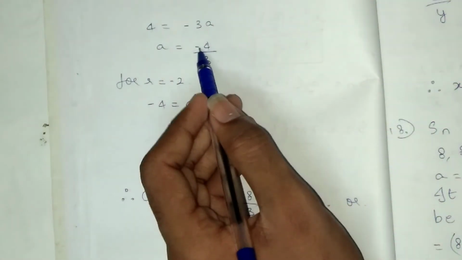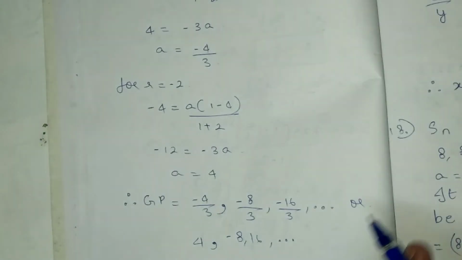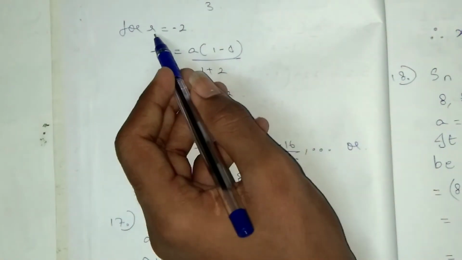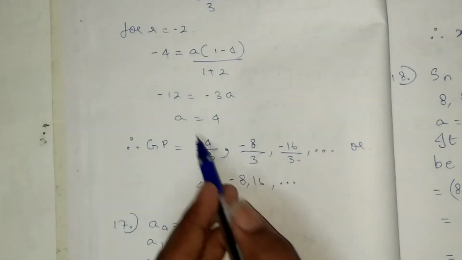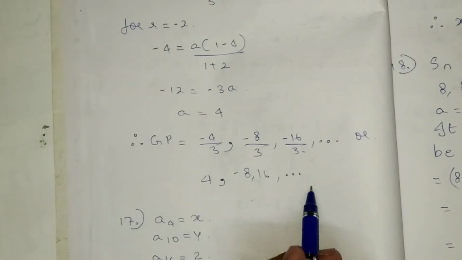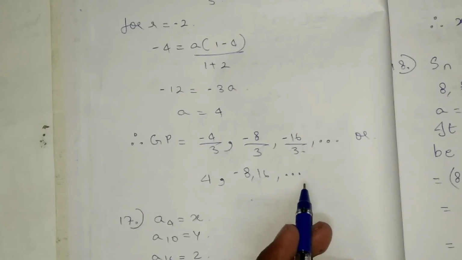So for that you are getting the value of a as -4/3. So you are finding the GP for that, and when you are substituting r as -2, then you are getting a as 4, and after you substitute that in the GP formula, you get this one. Now moving on to the 17th question and the last question for today.